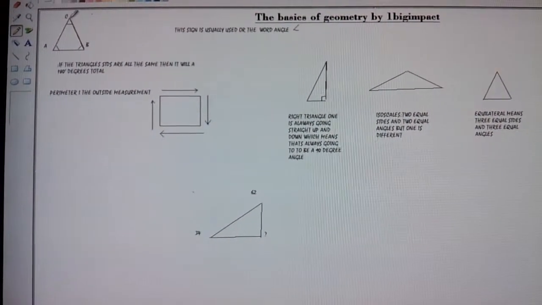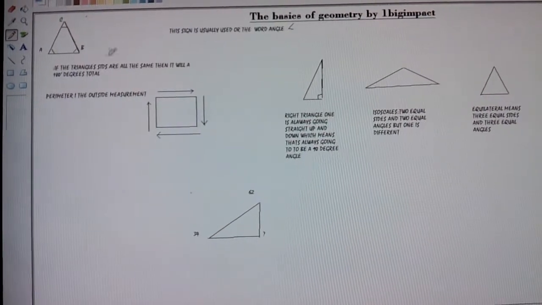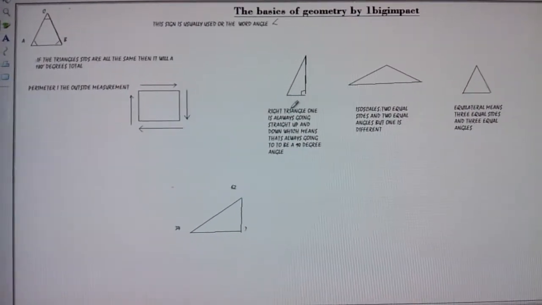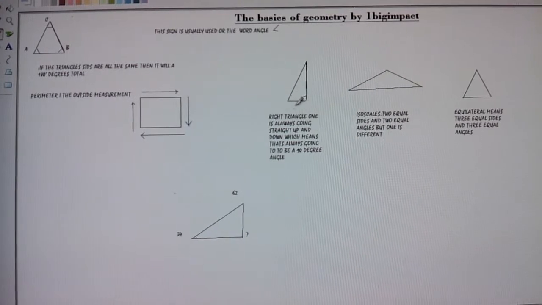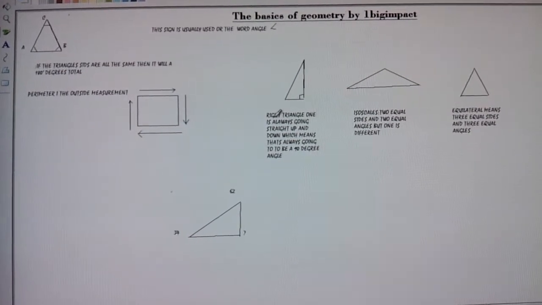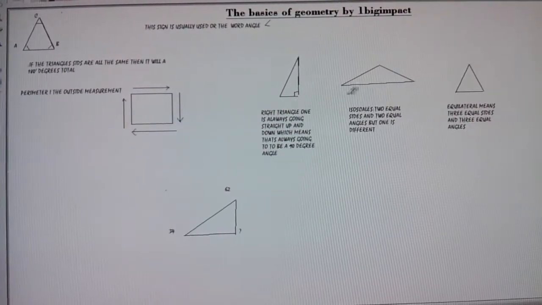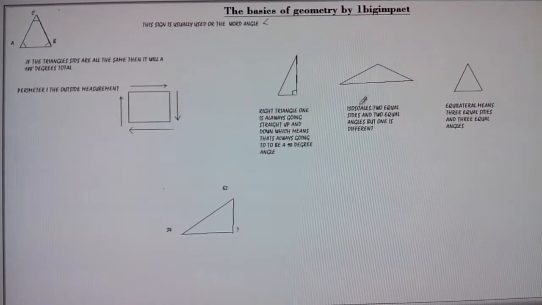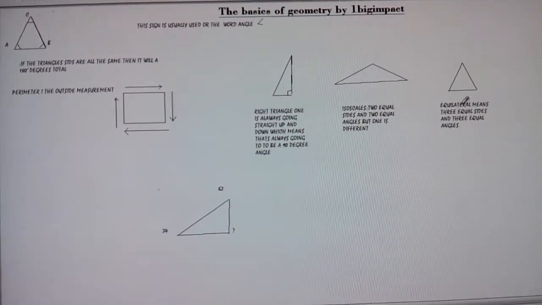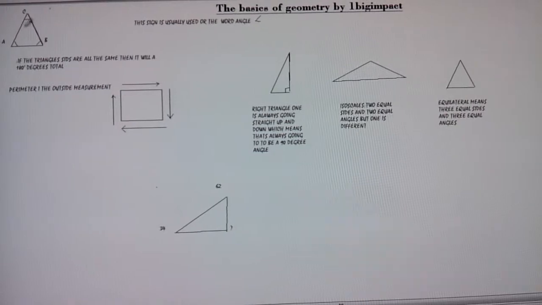Right here you have an equilateral triangle. For the most part you're going to have three different types of triangles in geometry. You're going to have a right triangle, you're going to have an isosceles, and you're going to have an equilateral, like I had here.